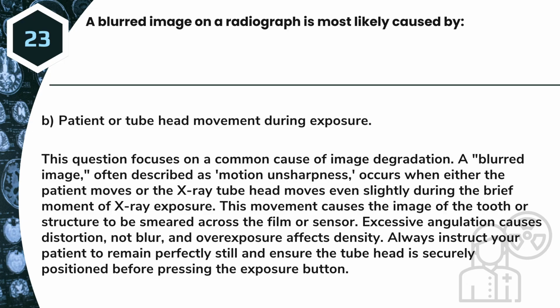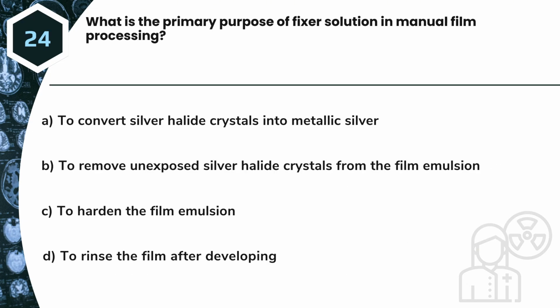Excessive angulation causes distortion, not blur, and overexposure affects density. Always instruct your patient to remain perfectly still and ensure the tube head is securely positioned before pressing the exposure button. Question 24. What is the primary purpose of fixer solution in manual film processing?